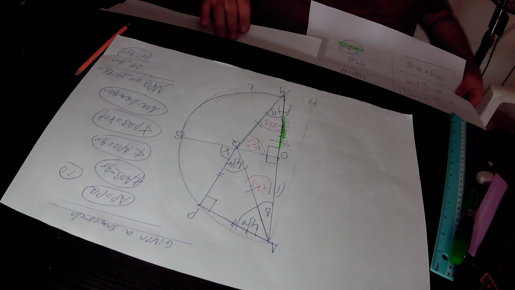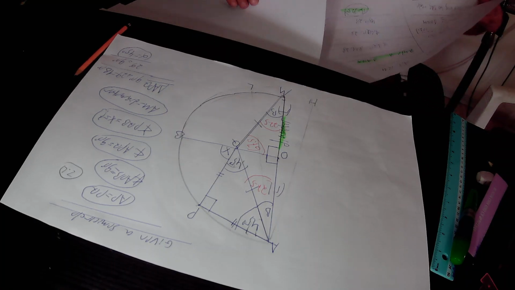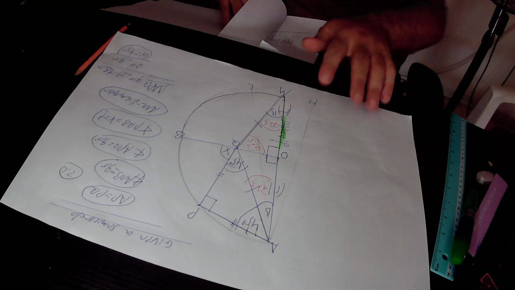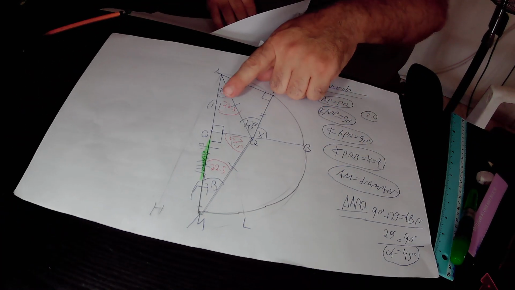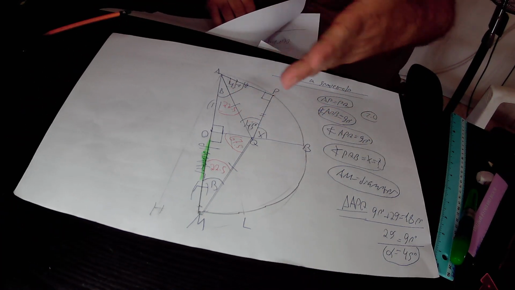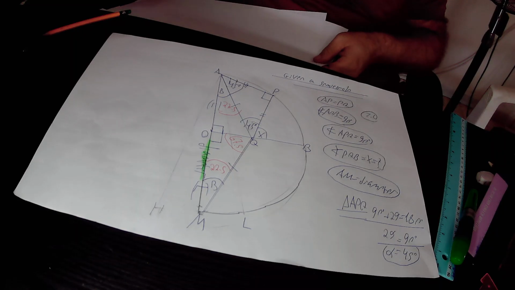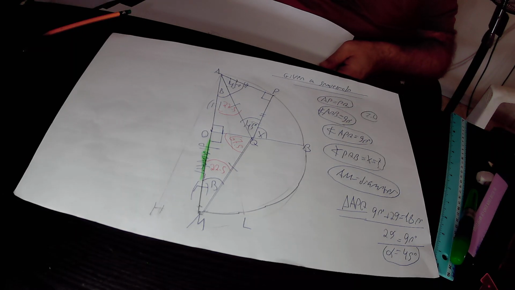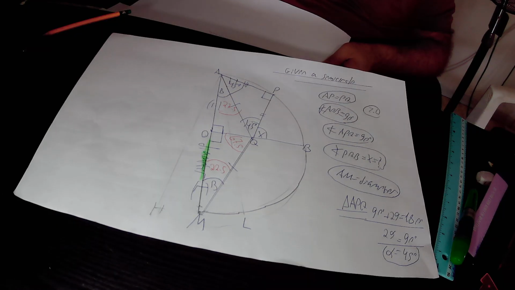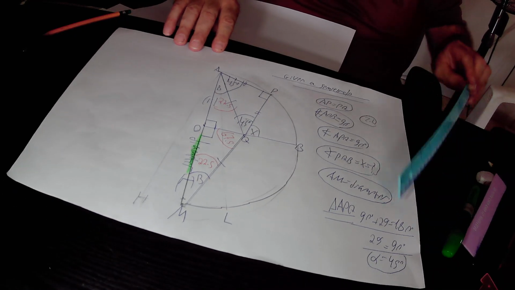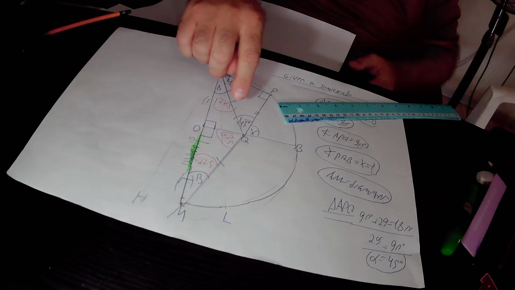In the next step, we focus on the right lower triangle OQM. In the right lower triangle OQM, the sum of the angles must be equal to 180 degrees, according to the rule that says that the sum of the angles in any triangle is equal to 180 degrees. So which angles do we have in the right lower triangle OQM?